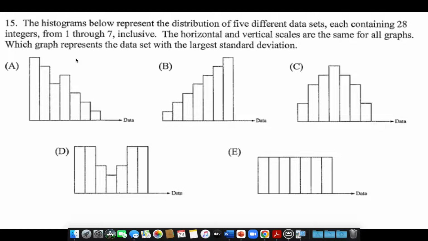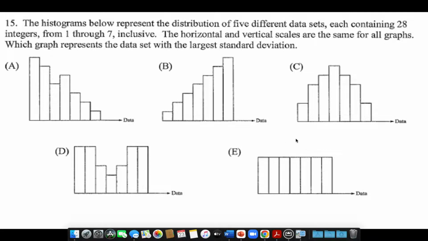C, where is the mean and the median for C? Right on top of each other, right in the middle, right? Symmetric, right in the middle. How about for D? Where's the mean and the median for D? Right smack dab in the middle because it's symmetrical. Same thing with E, right?